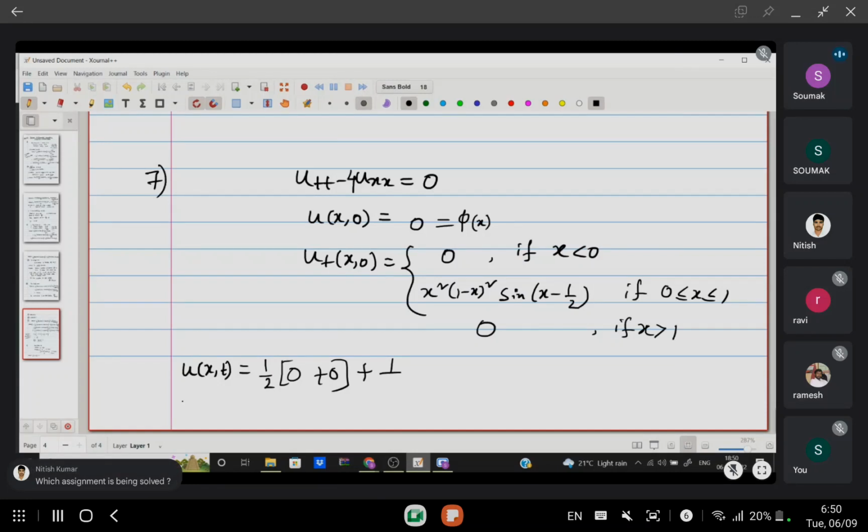Which assignment is being solved? It is the previous year assignment, previous year week 6. Okay, yes. Here my c is 2.